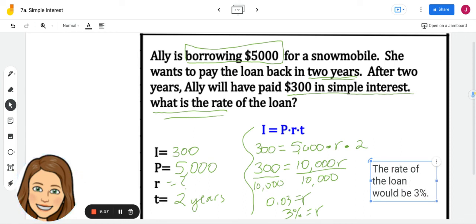All right, that's a brief look at simple interest. Bring these notes and let's do some practice.